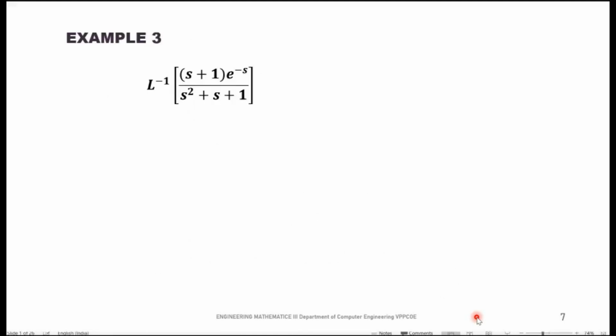So next problem. L inverse of s plus 1 e raised to minus s upon s square plus s plus 1.